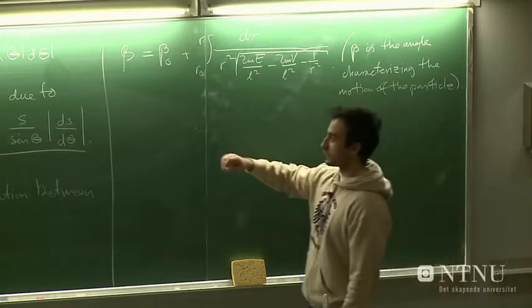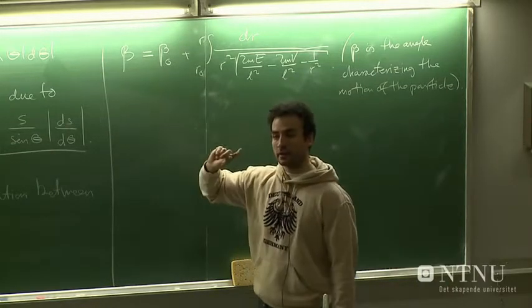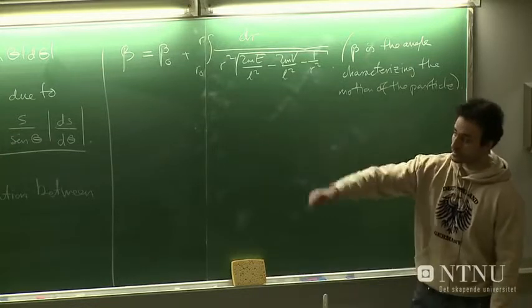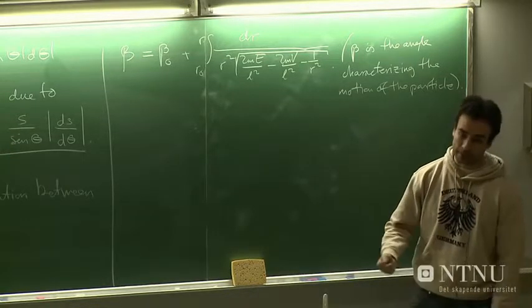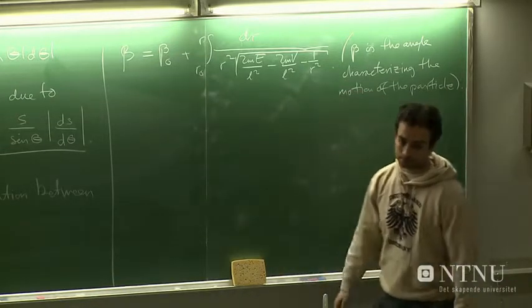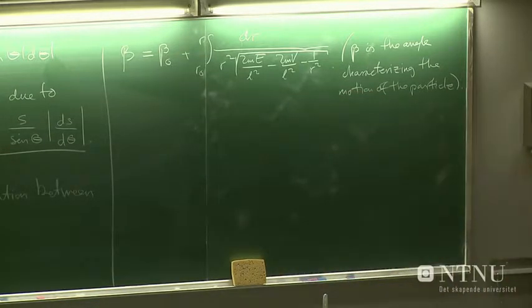So I just used a different symbol here for the angle characterizing the motion of the particle, because we've already spent theta as a scattering angle. So beta here is what we've called theta so far. It's the angle characterizing the motion of the particle, or the polar angle, if you will.